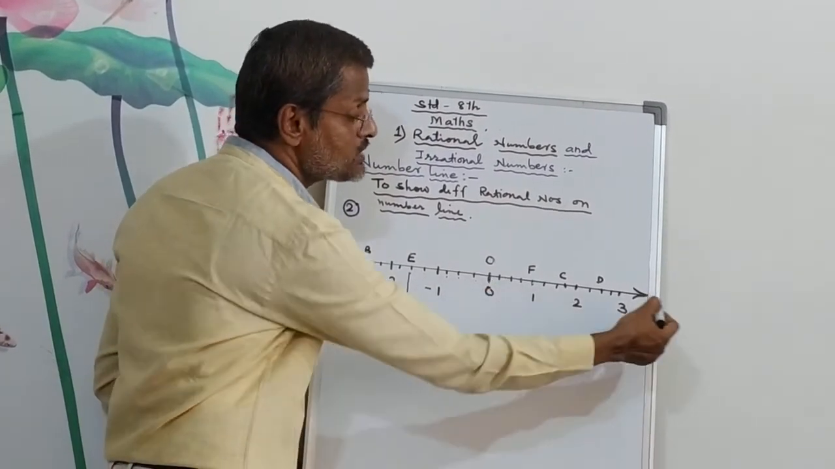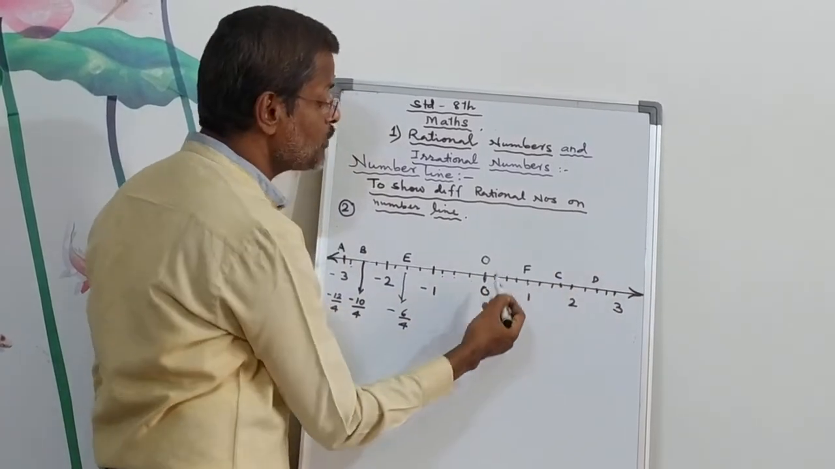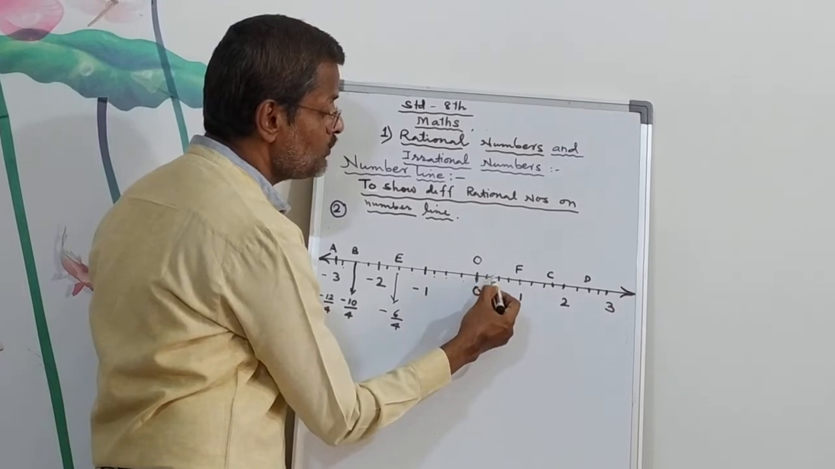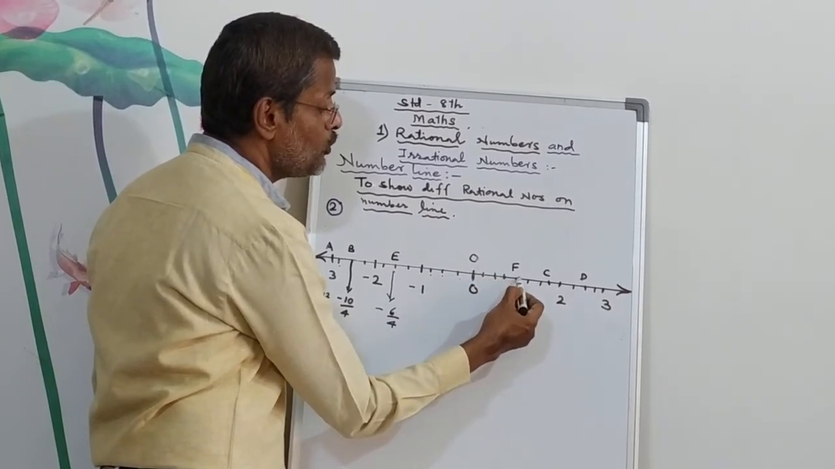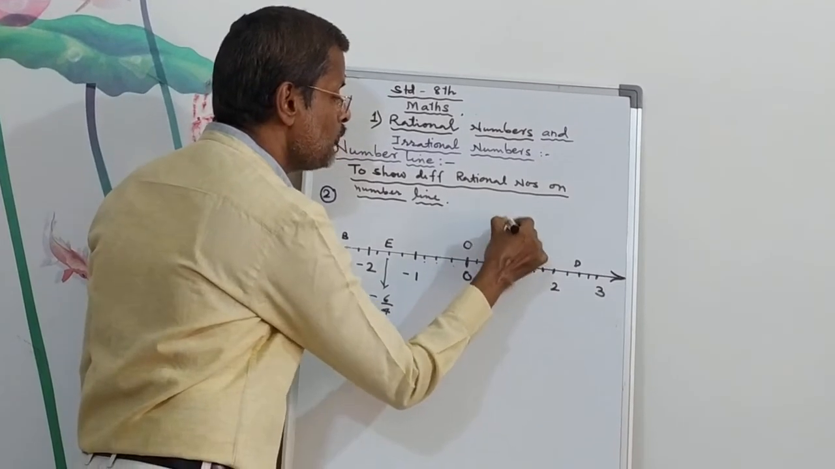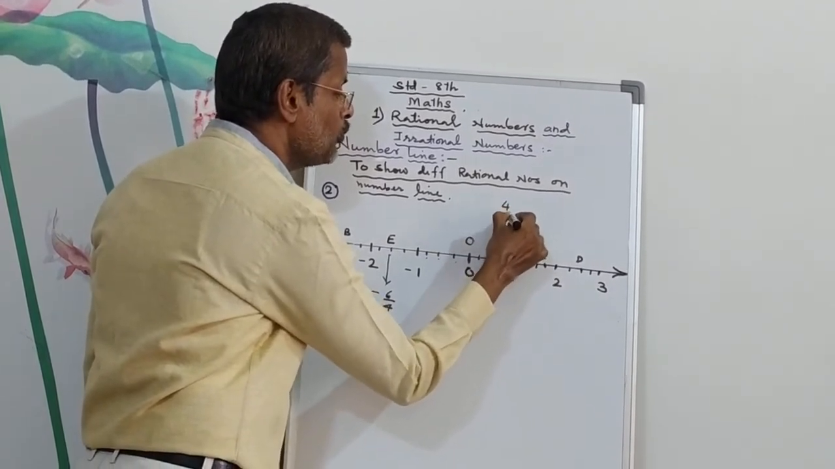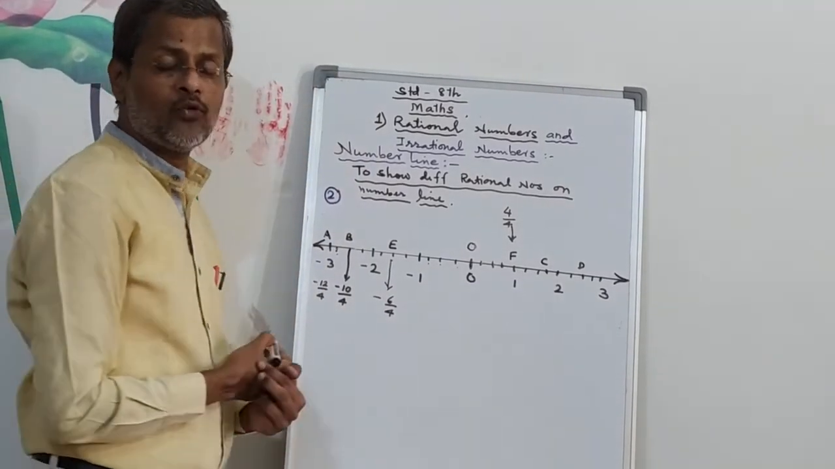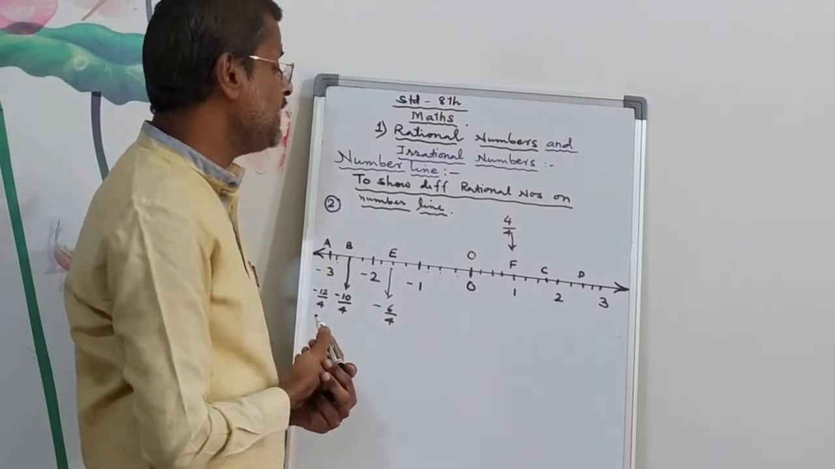As the numbers are towards the right hand side of the number line, they all will be positive. This will be 1 upon 4, 2 upon 4, 3 upon 4, 4 upon 4. F represents 4 upon 4. But 4 upon 4 means 1, as 4 divided by 4 gives us 1.